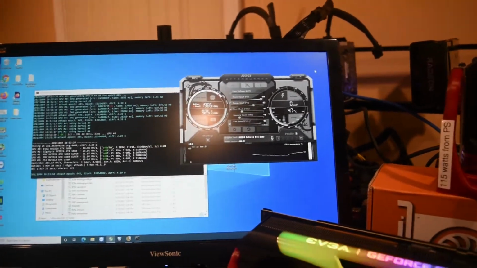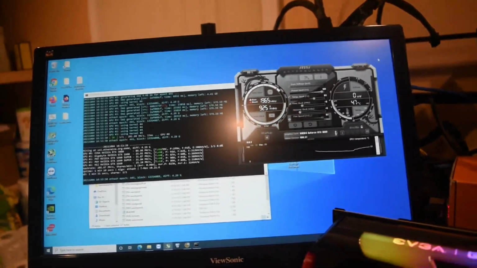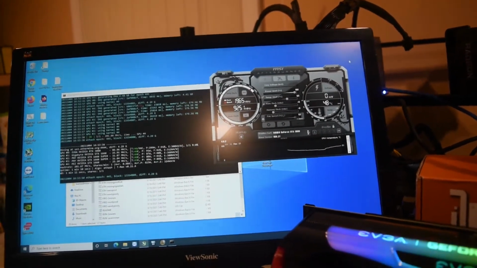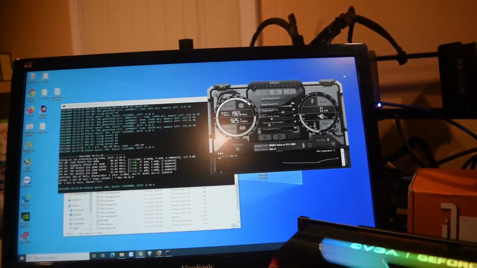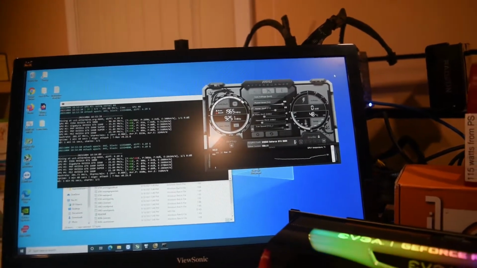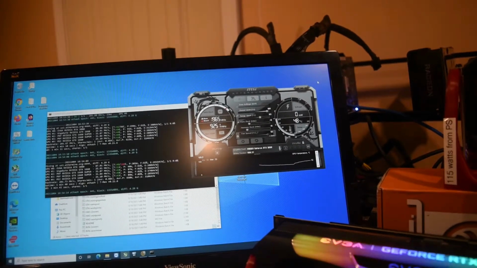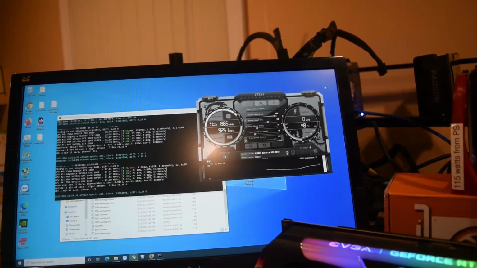All right, at stock settings, the 3080 is getting about 86.96 megahash, and it's pulling about 300 watts. It is going high on the temperature, on the memory junction temperature.